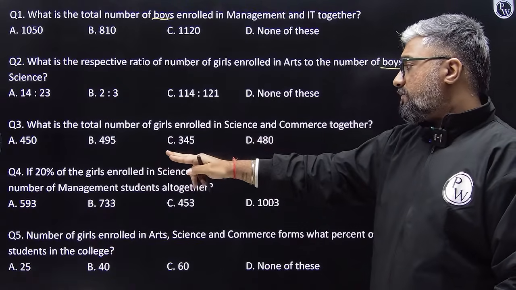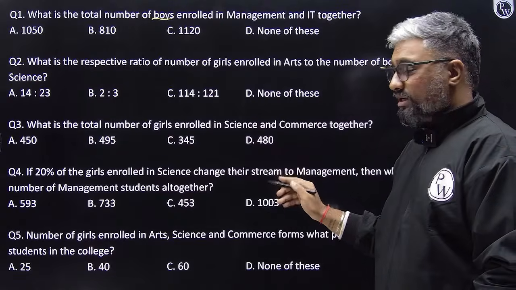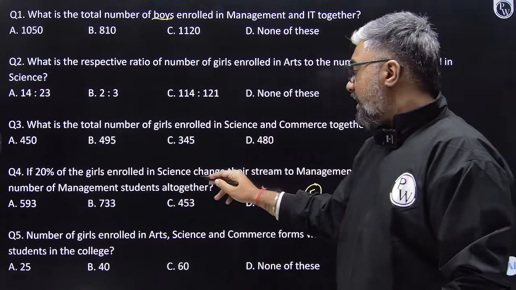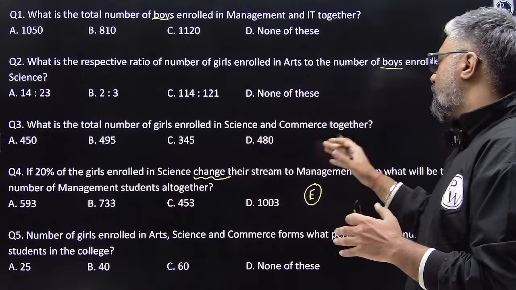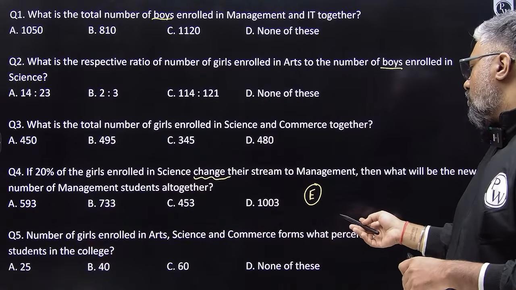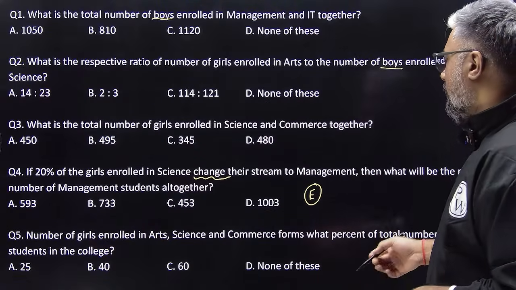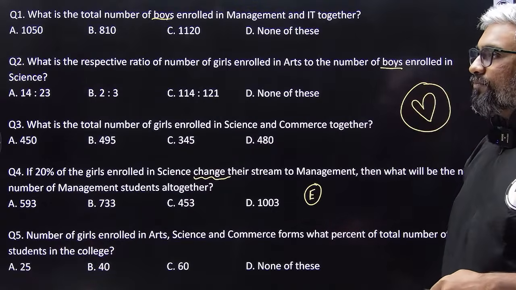If 20% of the girls enrolled in science change their stream to management, this is not hypothetical, this is extension. They're saying if they change their stream, already they are enrolled in science, now they're changing it to management, okay? Number of girls enrolled in arts, science, commerce forms what percentage of total number of students? Again, this is a very direct question. So we are getting a complete way. There's no headache here. Shall we begin?